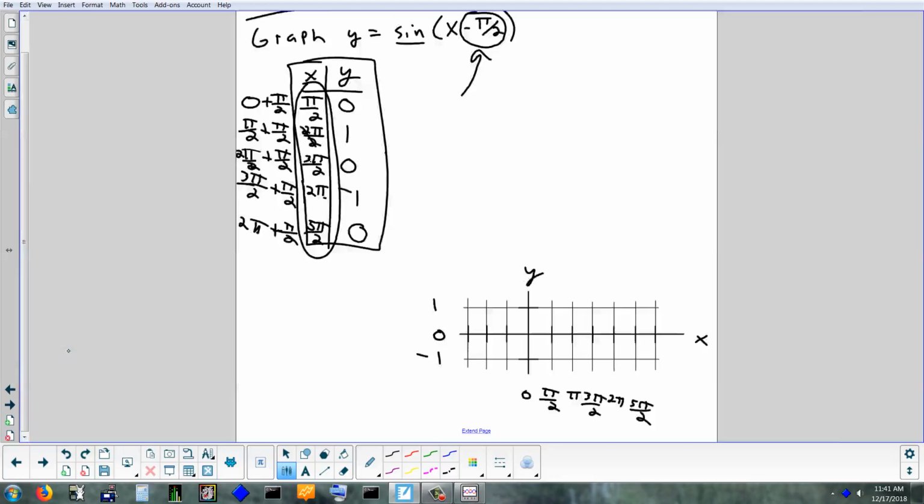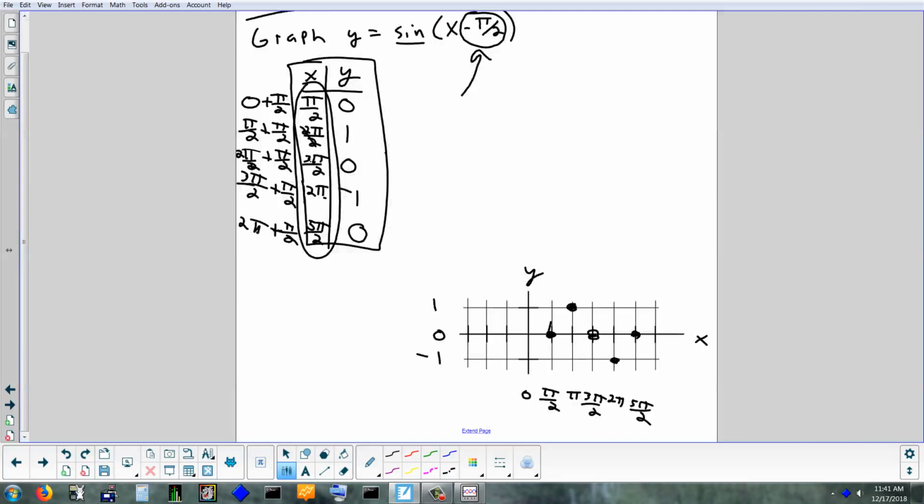And now I'm just going to make it a little smaller so I can plot my points. Okay, so pi over 2, 0. Pi, I'm at 1. 3 pi over 2, 0. 2 pi, -1. It's hard to see from the side. And 5 pi over 2, I'm at 0. So there's the 5 points that are going to make my wave.